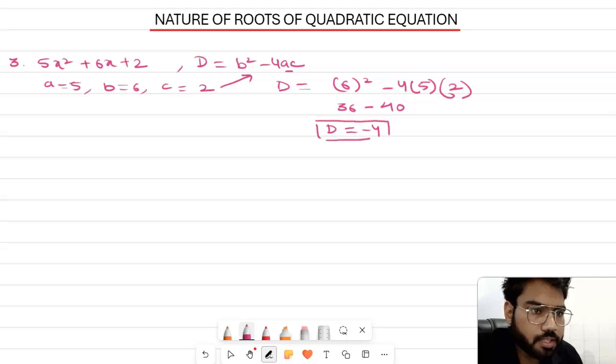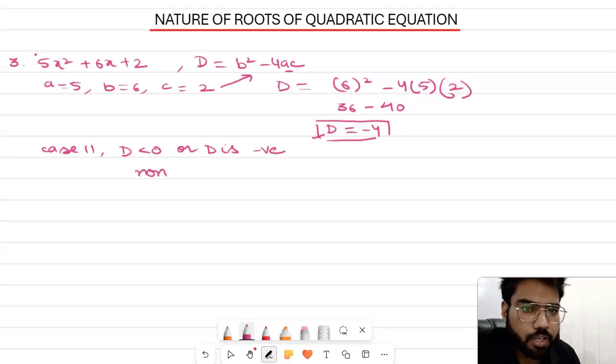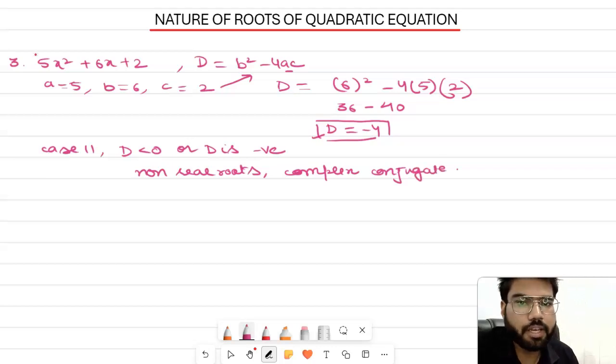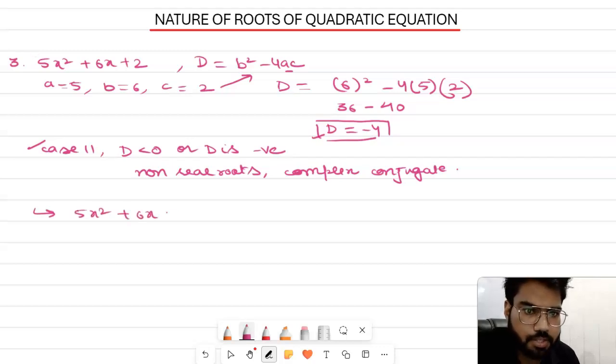So we know that this is case number 3. Case 3, where if d is less than 0 or d is negative, in that case we will get non-real roots, and the roots will be in the form of complex conjugate format. So let's verify this case using this equation. Now the equation is 5x square plus 6x plus 2.